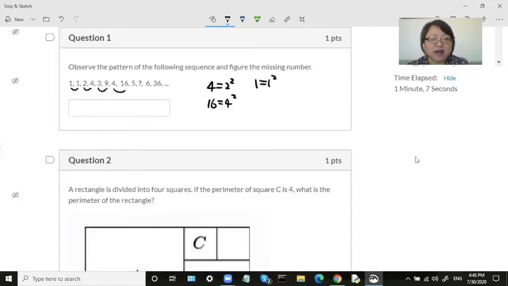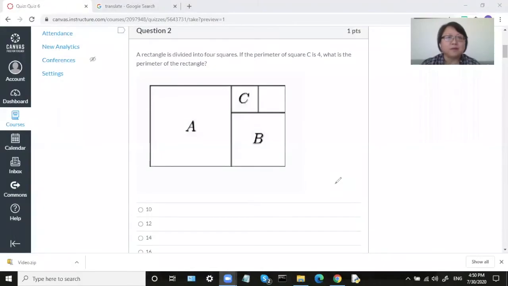And then we have 5, right? So then should it be 5 square, 25? That missing number should be 25. Of course, we have another pair, 36 equals 6 square. So that's a 25.